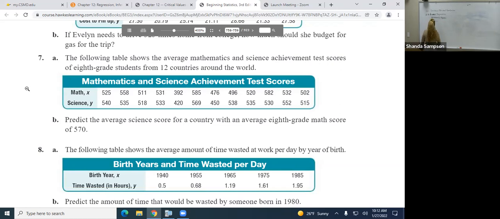So let me erase the board, giving you an opportunity to get that data into your calculator. And then I'm going to go through those questions that we started from. I'm going to do a full set of questions, a combination of questions from 12.1 and 12.2, and then we'll be out of here. All right, so let's get this data into our calculator.